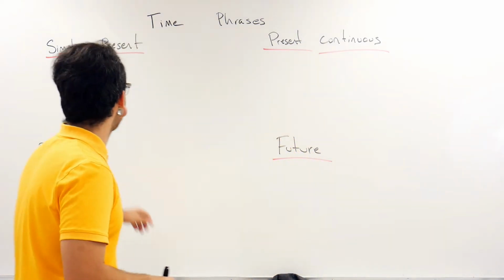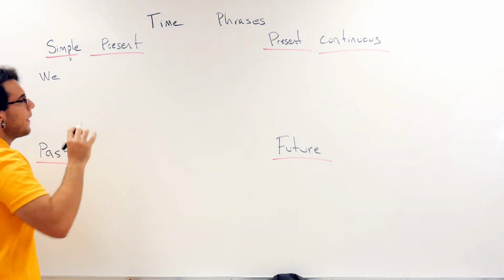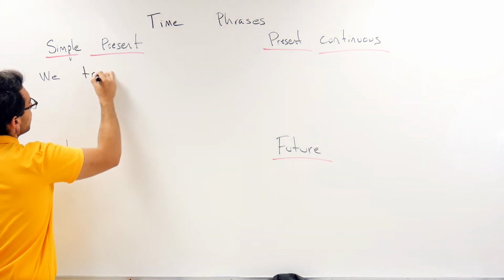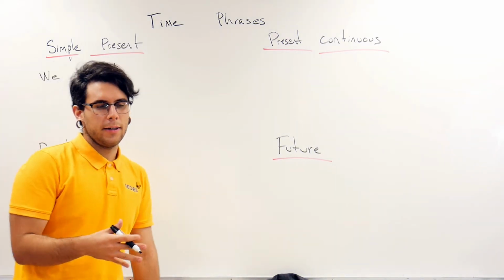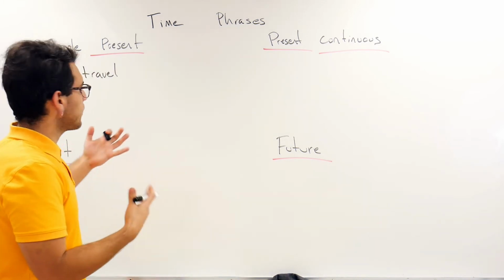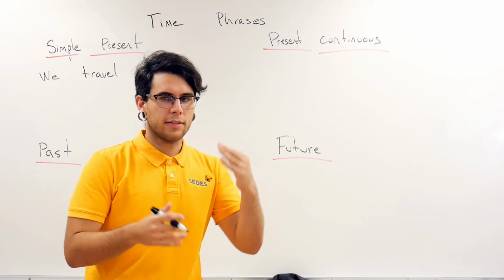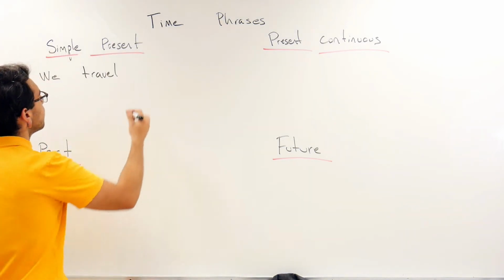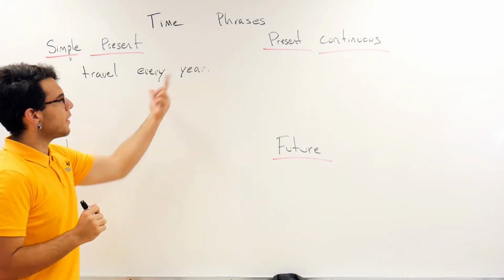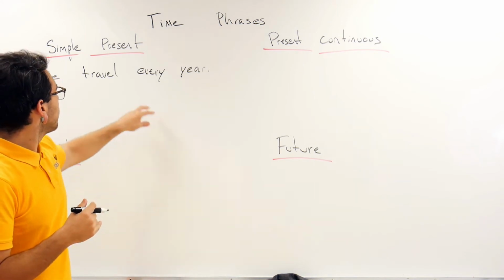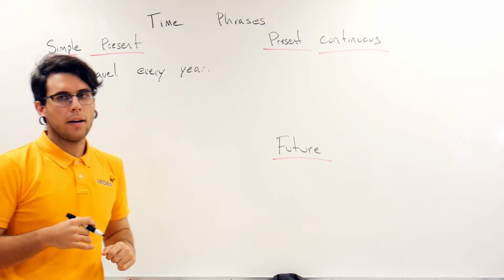So we're going to start off right here with simple present. We'll start with the subject. So we, and something that we do, we travel. Now to be more specific, you want to tell somebody maybe how often you travel, if it's something that's repeated. So we travel every year. So every year is a time phrase in simple present. It's just telling you that every single year we travel.